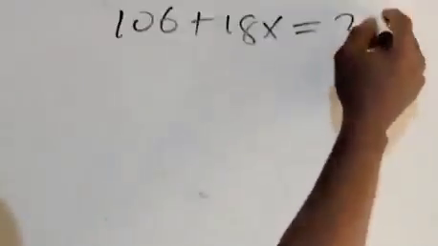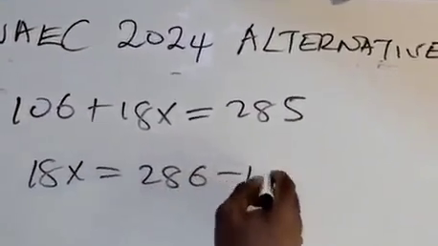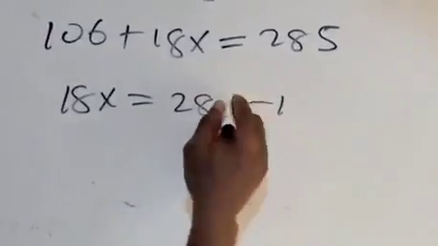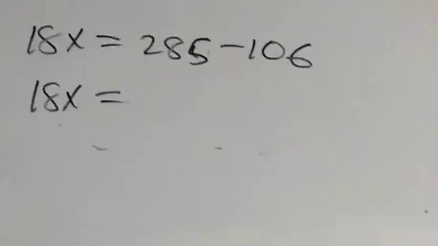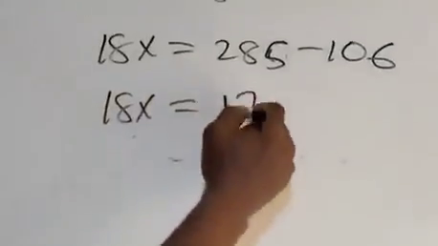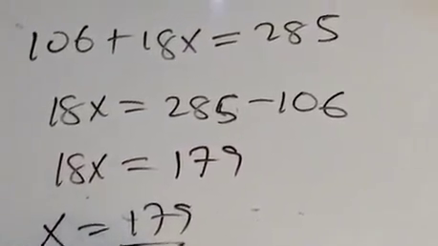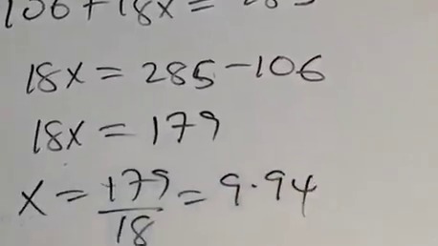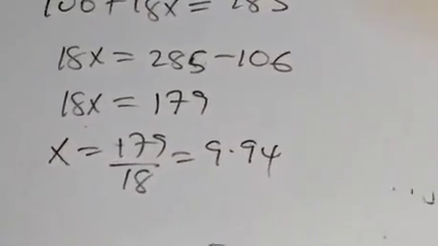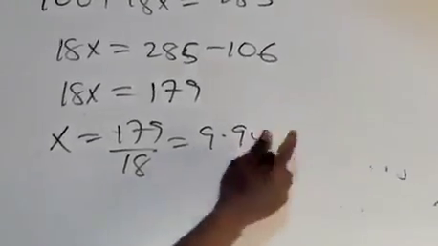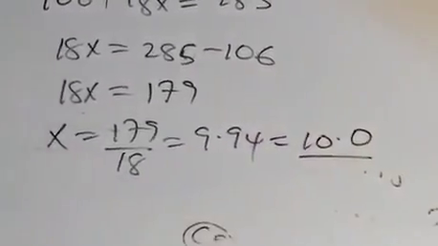Now continue from where we stopped. Collect terms. 18S becomes 285 minus 106. So 285 minus 106 will give us 179. So make S the subject. S now becomes 179 over 18. That gives us 9.94. But since the value of S is always a whole number, because it's the number of water molecules, the next whole number will give us 10 to 3 SF. So that is it.